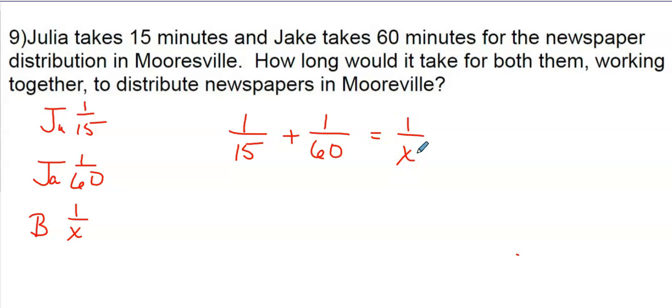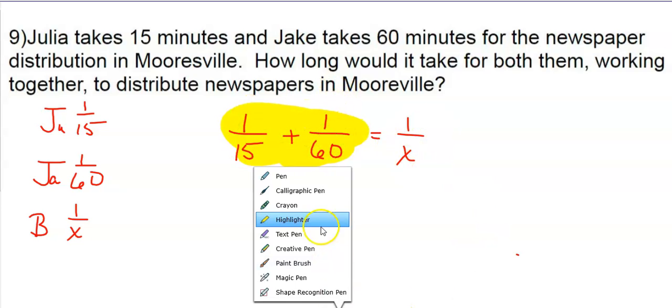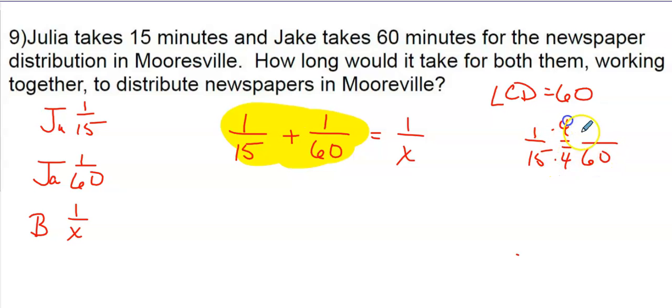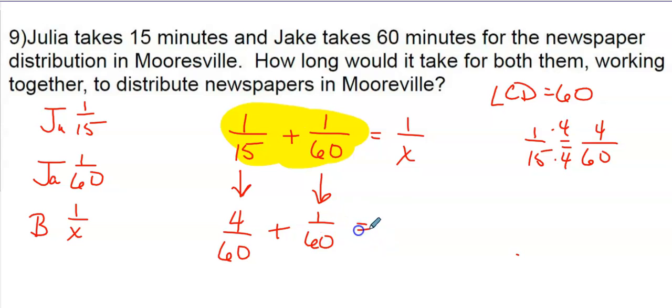I like solving these with cross products, so that's what I'm going to do. My LCD is 60. I'm only going to do the LCD for this part of the equation, not for this part over here, just because that's what I prefer. I don't care how you do it. This one already has the 60, so I don't have to do anything to it. I need to change 1/15 to something over 60. Well, 15 times 4 is 60, so this fraction changes to 4/60. This fraction stays the same.